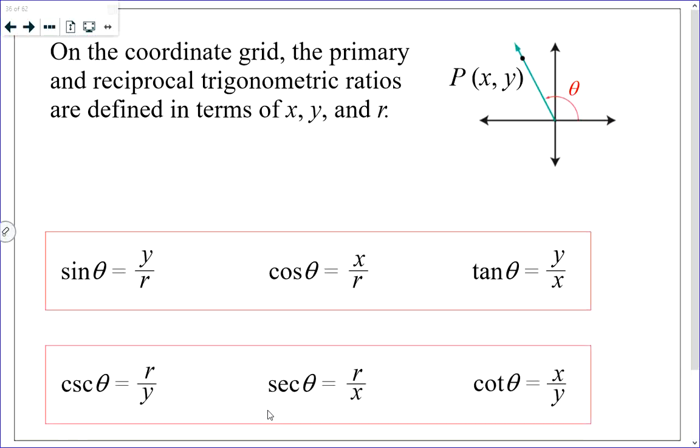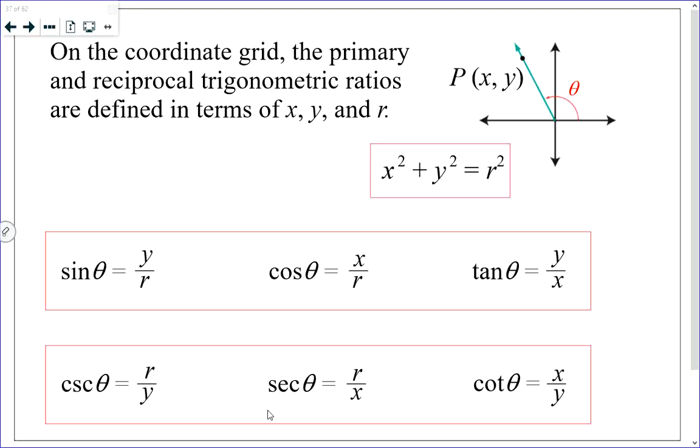The reciprocal trig ratios: each of the primary trig ratios has a corresponding reciprocal trig ratio. So the reciprocal of sine is cosecant. The reciprocal of cosine of theta is secant of theta. The reciprocal of tangent of theta is cotangent of theta. So if you know that sine of theta is y over r, then all you have to do is reciprocate that fraction and get cosecant is r over y. If cosine of theta is x over r, then the reciprocal, which is secant theta, is r over x. If tangent of theta is y over x, you get the idea. The cotangent, which is the reciprocal, would be x over y.